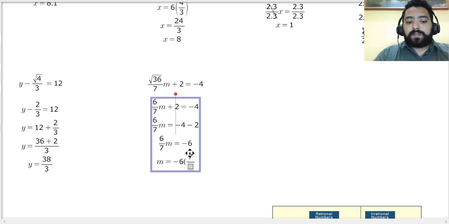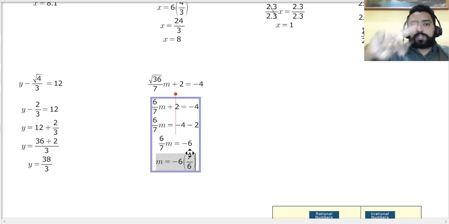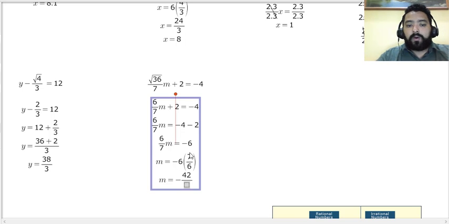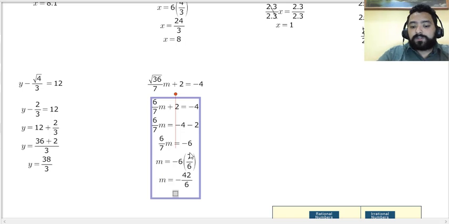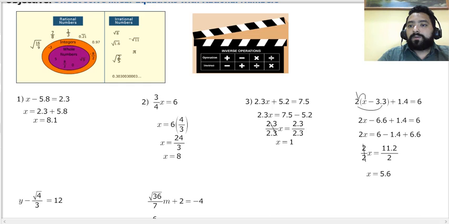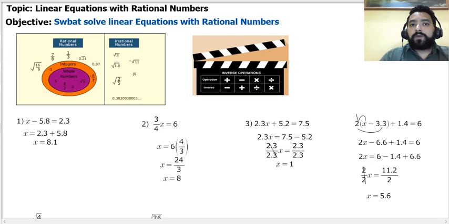Remember, the reciprocal means to switch the numerator with the denominator and the denominator with the numerator. So m is going to be negative 42 over 6, because it's negative 6 times 7 over 6. If you want to simplify this expression, you're going to have negative 7, because 42 divided by 6 is 7, and we copy the negative sign. So this is basically about linear equations with rational numbers. Remember, isolate the variable and arrange variables and constants.